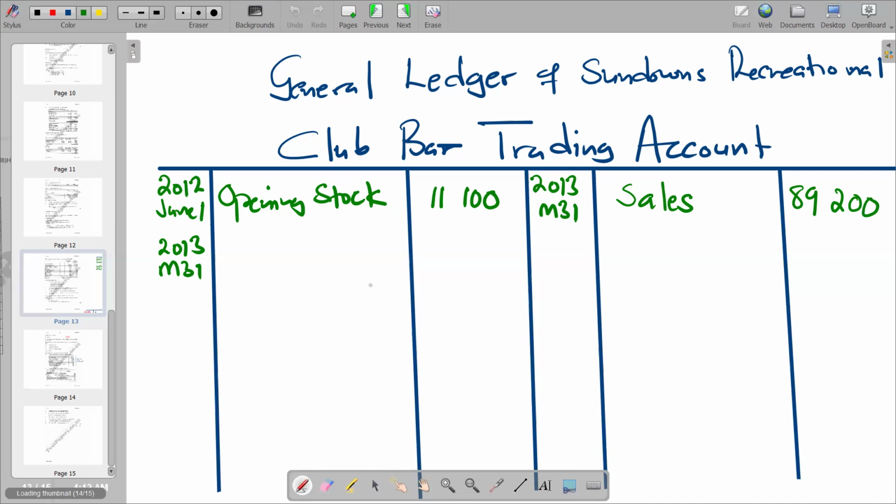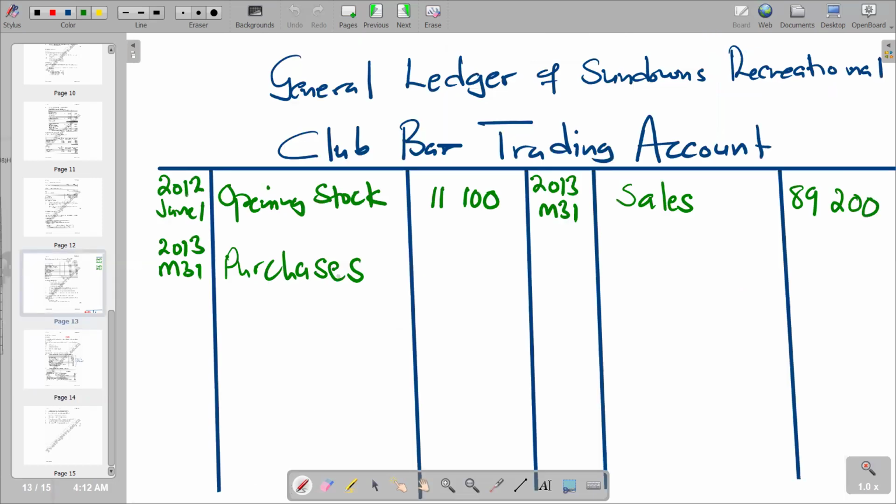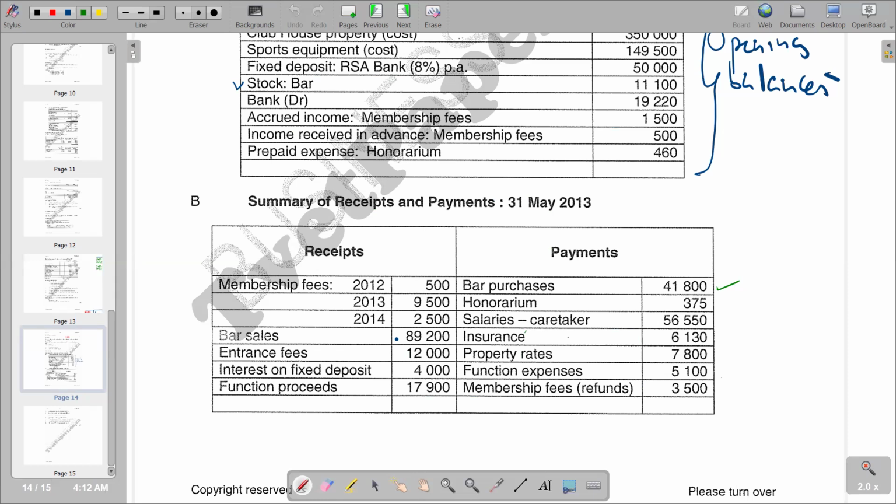So you come here, we say 2018 May 31. So we've got our purchases, and we identified the amount is 41,800. So let's just try to confirm. Purchases 41,800. And then from there, we can see what next do we have after purchases in the account.